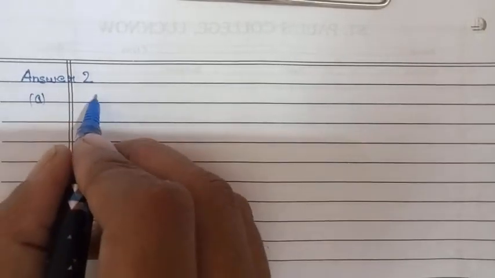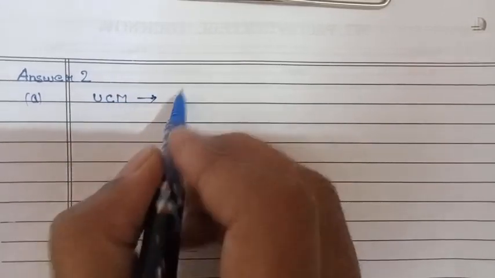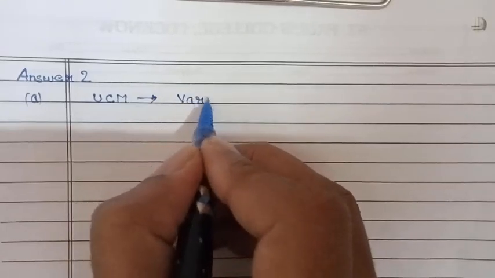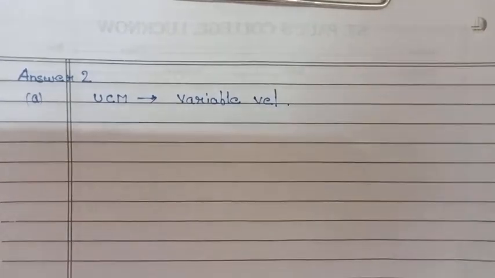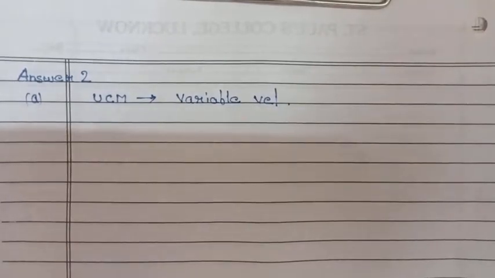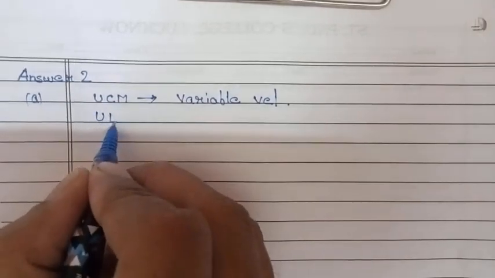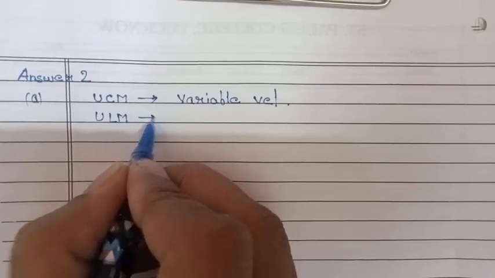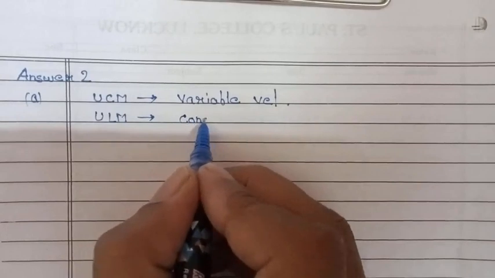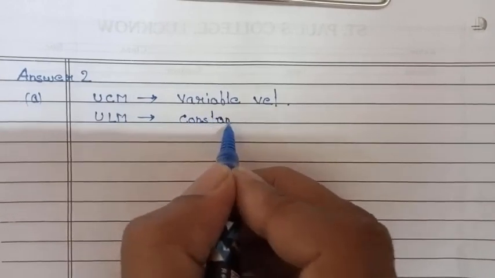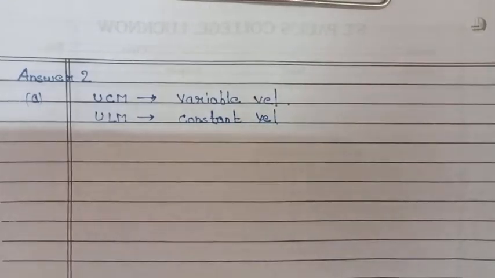Now remember, for uniform circular motion, velocity will be variable velocity, and the next one is uniform linear motion. So for uniform linear motion, remember, velocity is constant. So the first difference was to be done in terms of velocity.